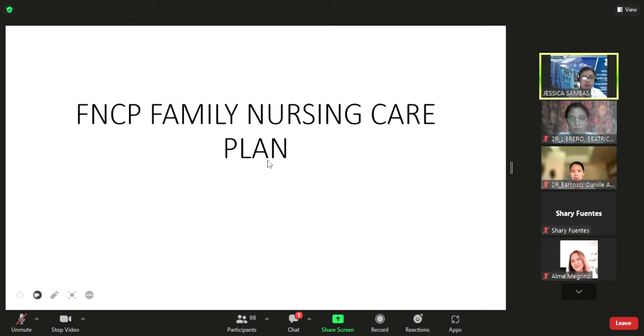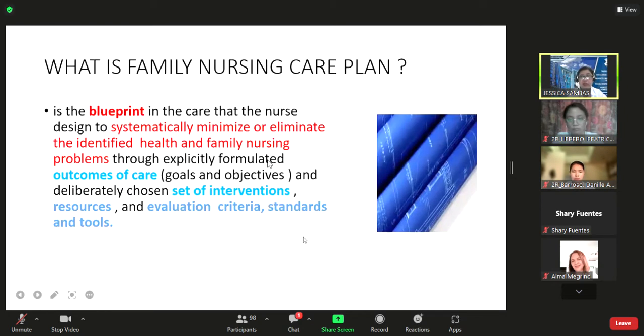So we have right here the definition of a family nursing care plan. We consider it a blueprint in the care, designed, of course, by nurses. If we say blueprint, that means it's a design for us to be guided on what we are supposed to do with our client in the community, particularly the family. It is done systematically to minimize or eliminate identified health and family nursing problems.